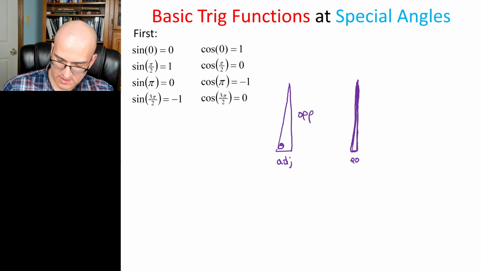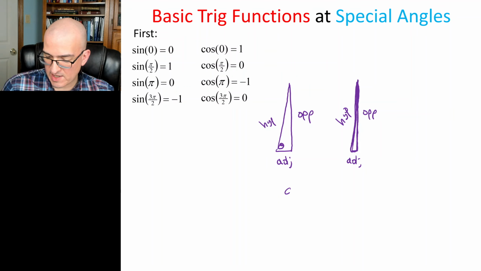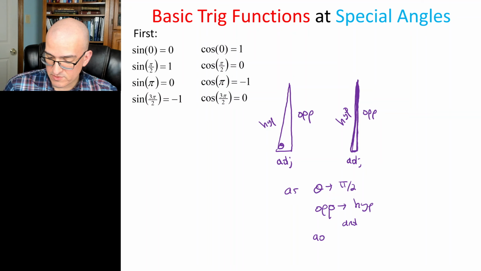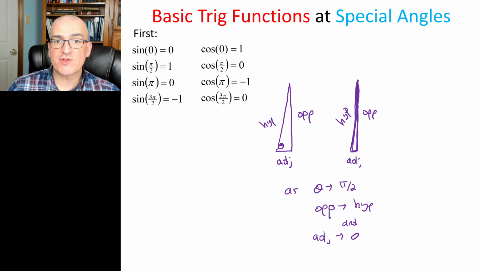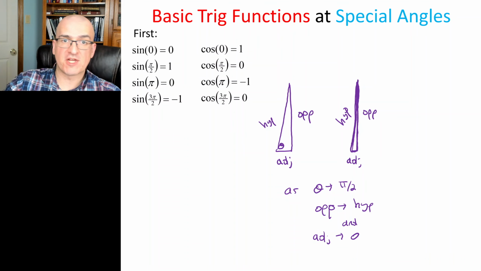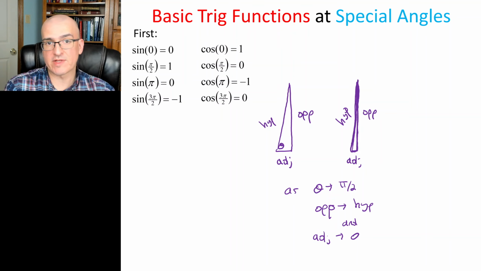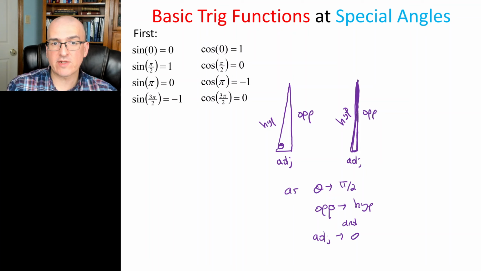Here's our adjacent, here's our opposite, and here's our hypotenuse. So what's happening here is as theta goes to pi over 2, the opposite goes to the hypotenuse, and the adjacent goes to 0. The adjacent shrinks down to nothing. So any trig function that's defined in terms of adjacent divided by something is going to be 0 divided by whatever that is, which is going to be 0. And that's why the cosine, which is adjacent over hypotenuse, is equal to 0 at pi over 2.